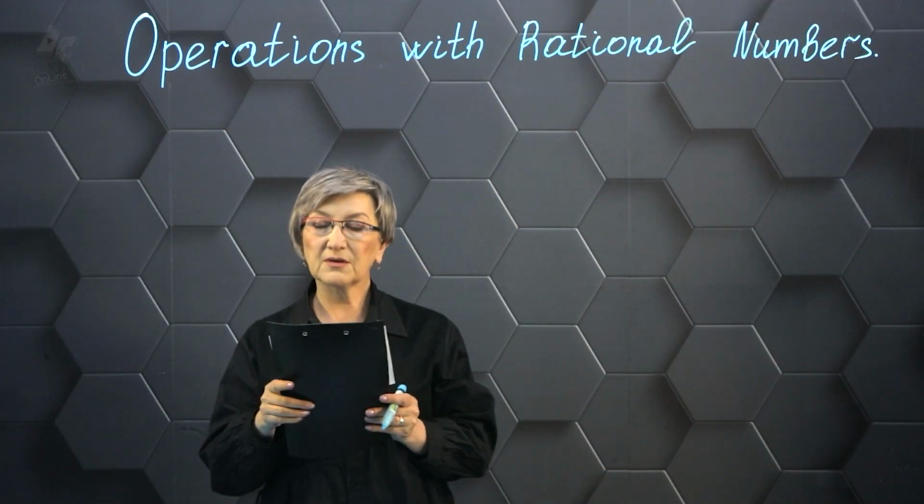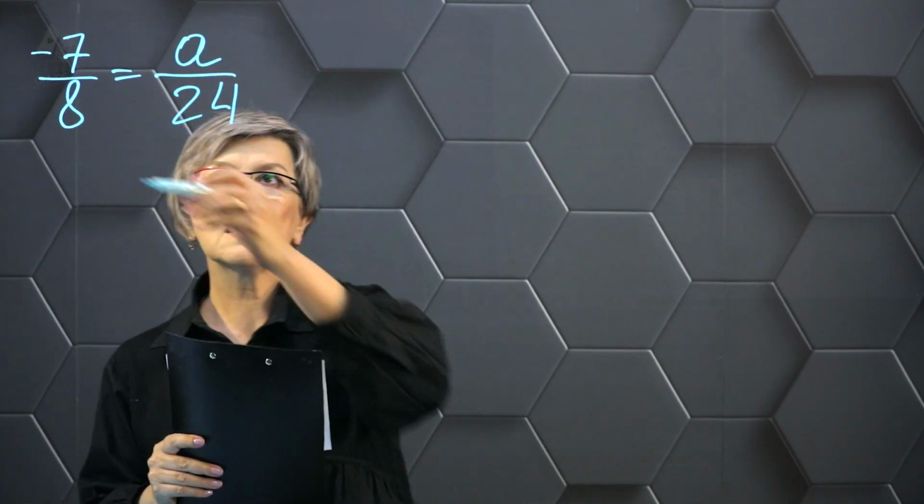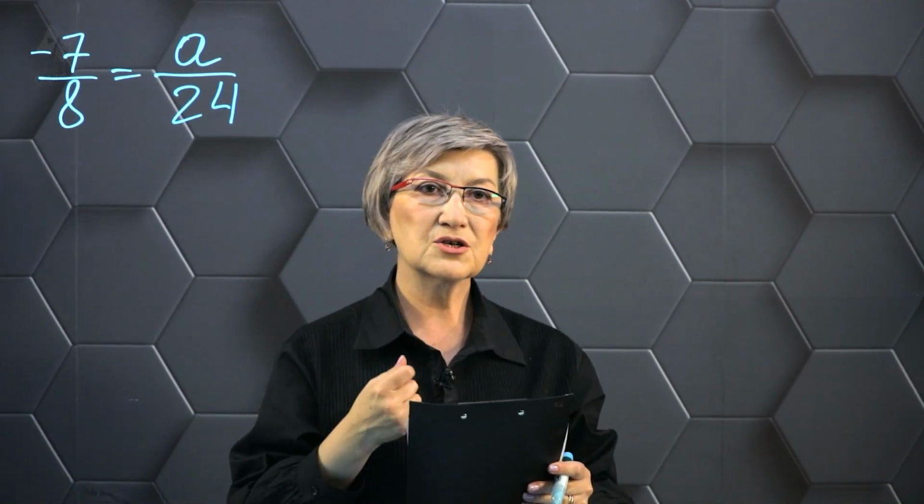Let's write down the first proportion. Minus 7/8 equals a/24. From this proportion, we need to find the unknown value. In order to solve the proportion, we need to remember what a proportion is and how to solve a proportion.